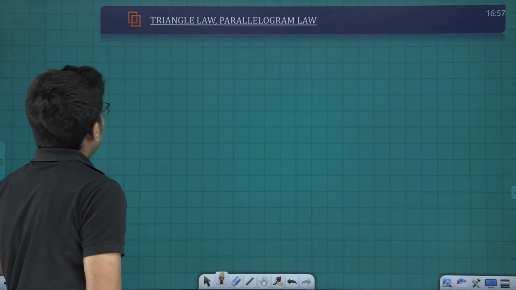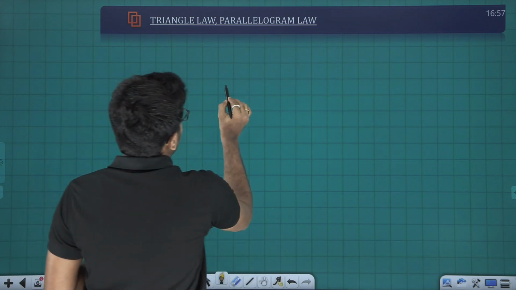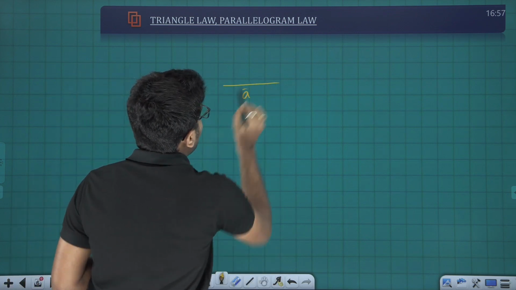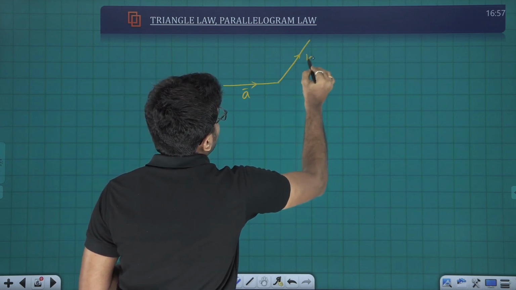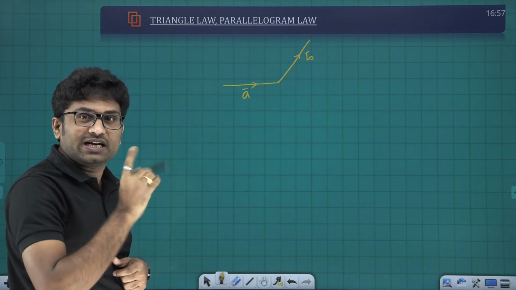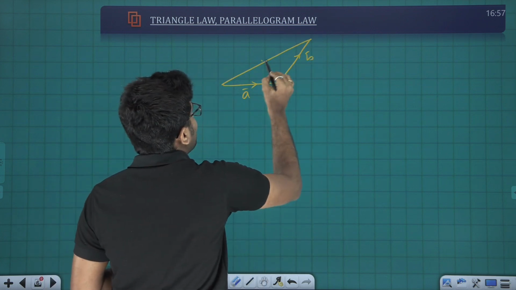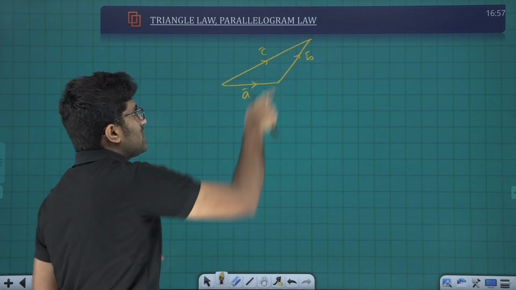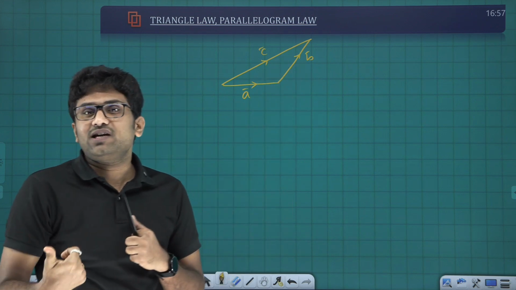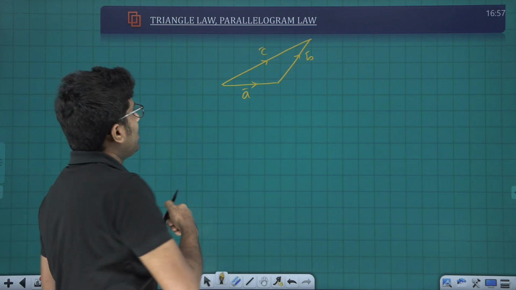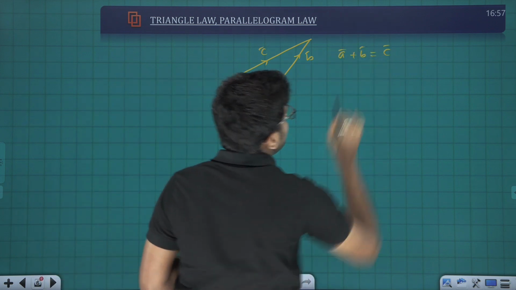Next, triangle law or parallelogram law of vectors. Let's say in a triangle, if one side is A bar, other side is B bar, then the resultant of these two vectors is given by the third side. Triangle law of vectors says that if two sides of a triangle are given by A bar and B bar, then the resultant of these two vectors is given by the third side, and we say A bar plus B bar is equal to C bar.